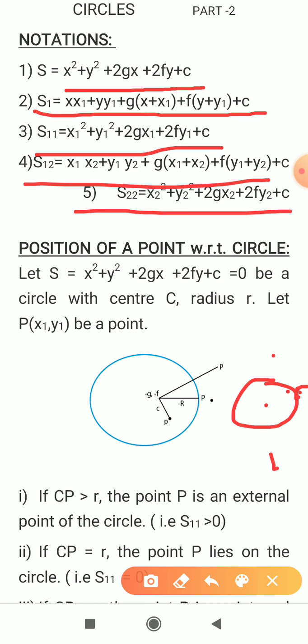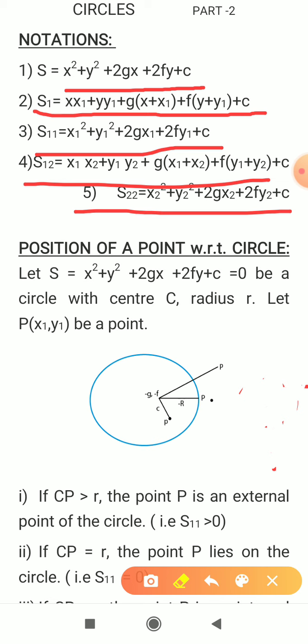For that, let the given equation of the circle be x square plus y square plus 2gx plus 2fy plus c. This is the equation of the given circle. Let x1, y1 be the given point. To find the position of the point, first you need to know the radius. Radius is nothing but the distance from the center to any point on the circle.